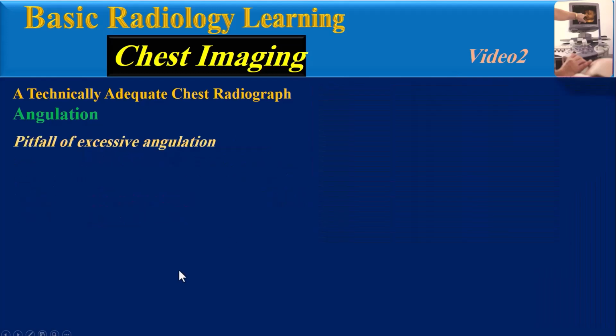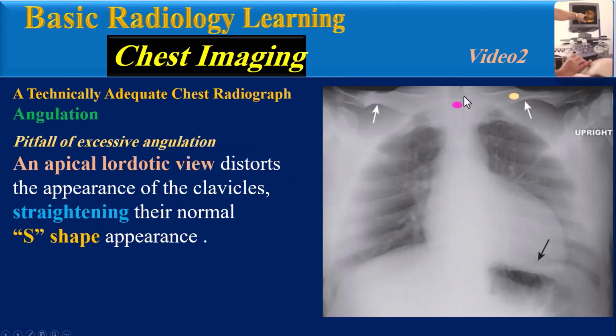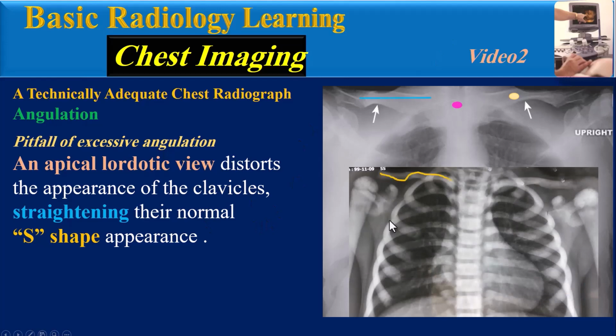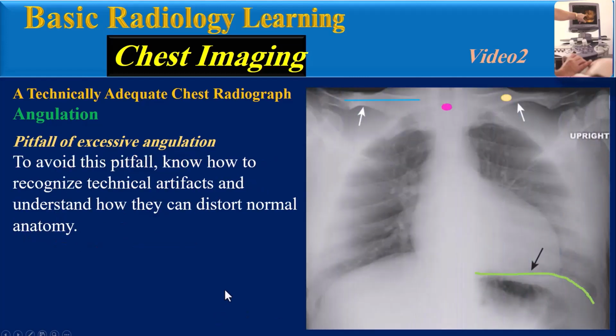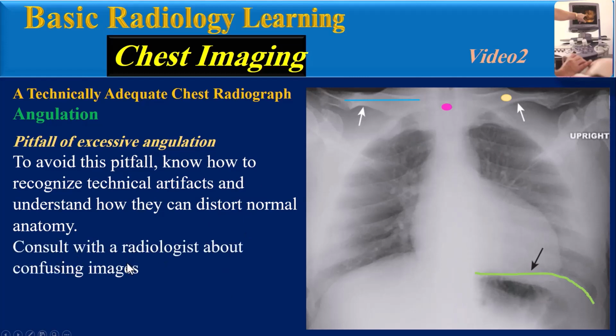What is the pitfall of excessive angulation? An apical lordotic view distorts the appearance of the clavicles, straightening their normal S-shaped appearance. The lordotic view also distorts the shape of the heart and produces spurious obstruction of the left hemidiaphragm. To avoid this pitfall, know how to recognize technical artifacts and understand how they can distort normal anatomy. If you have any problem, consult with a radiologist about confusing images.